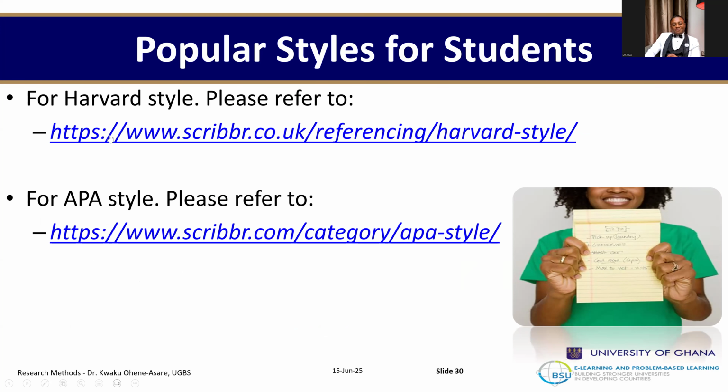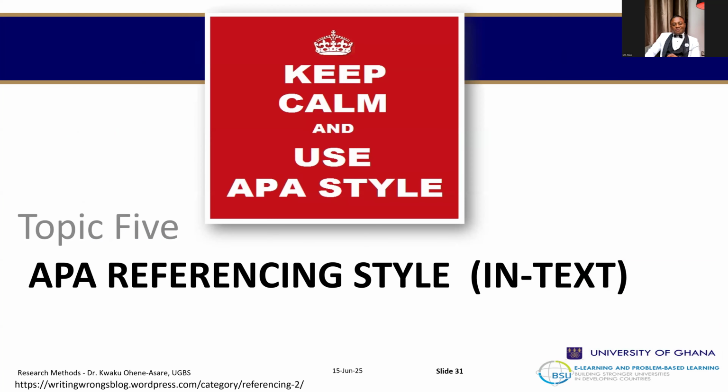Now, what do we mean that the way you organize it, bolding some of them, italicizing some of them, these are styles that are used. The organization, which one comes first? The page number, the volume number, the issue number. So everyone has a style, and you are to stick to this style. Okay. So let's start with the APA referencing style.